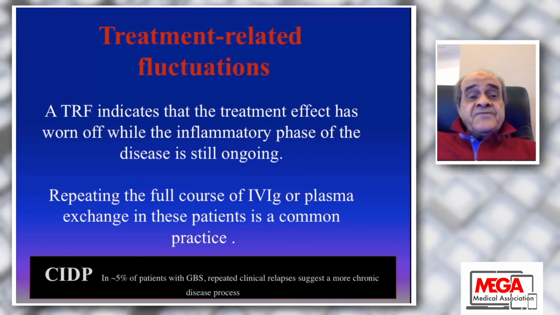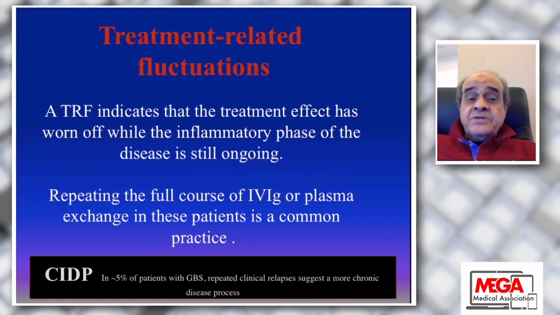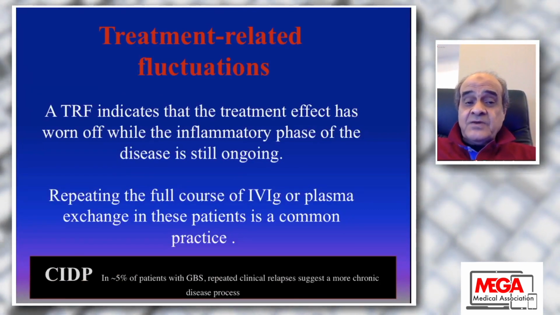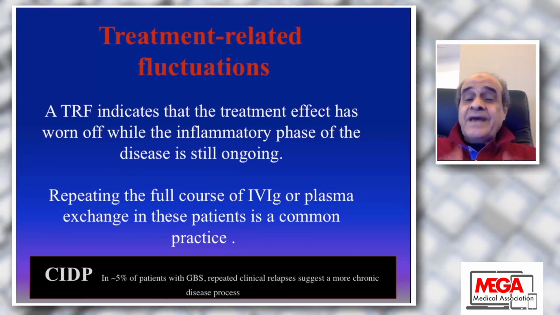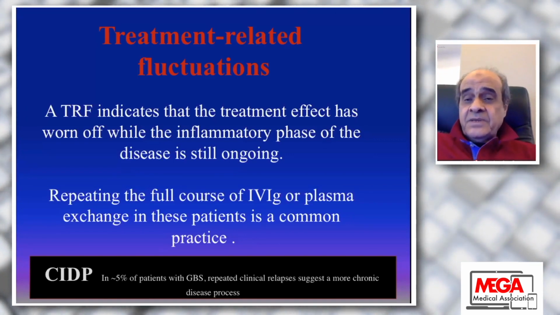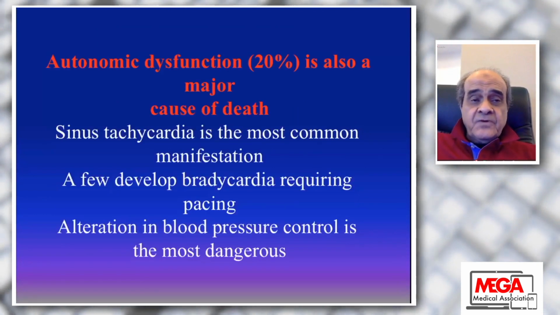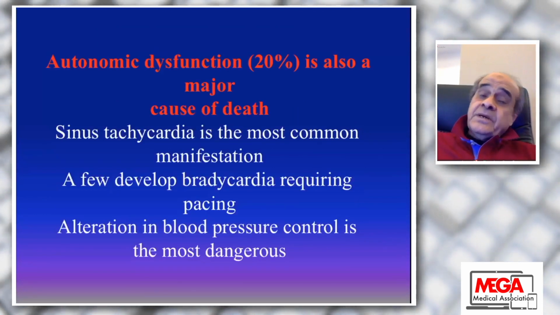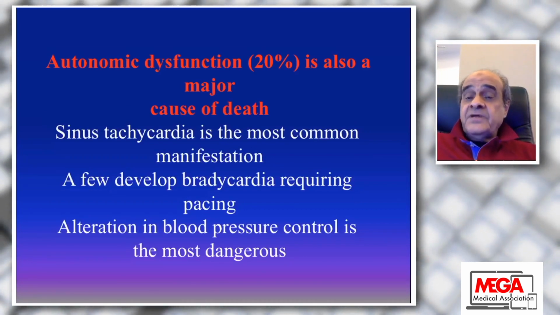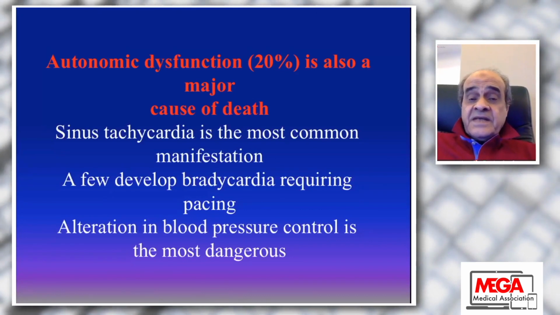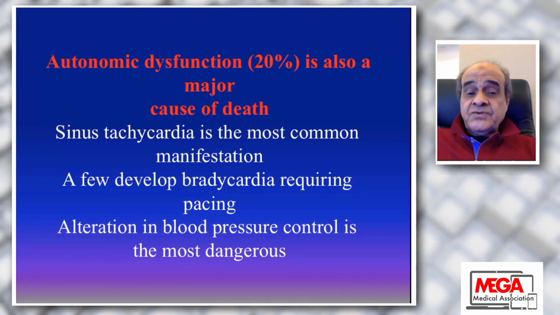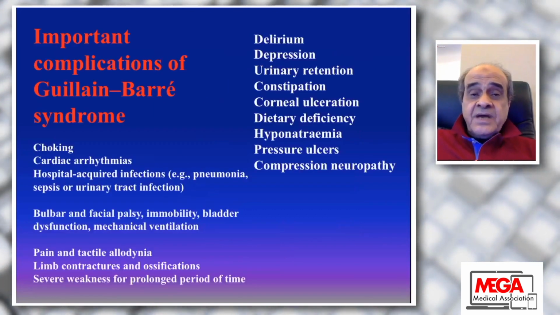Treatment-related fluctuations indicate that the treatment effect has worn off while the inflammatory phase of the disease is still going. So, as I told, we can repeat our plasmapheresis or repeat our intravenous immunoglobulin for such a patient. Autonomic dysfunction, or dysautonomia, as I told, is very common and a very catastrophic complication, leading to a high rate of mortality, so take care of dysautonomia and try to treat it.